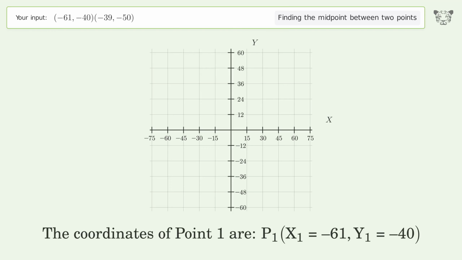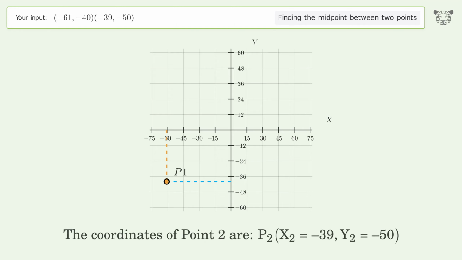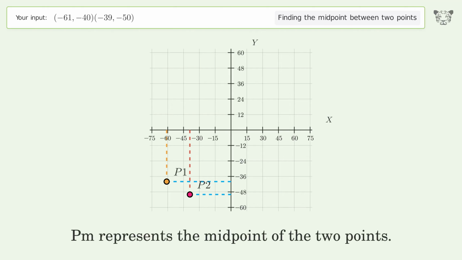The coordinates of point 1 are x1 equals -61, y1 equals -40. The coordinates of point 2 are x2 equals -39, y2 equals -50. PM represents the midpoint of the 2 points.